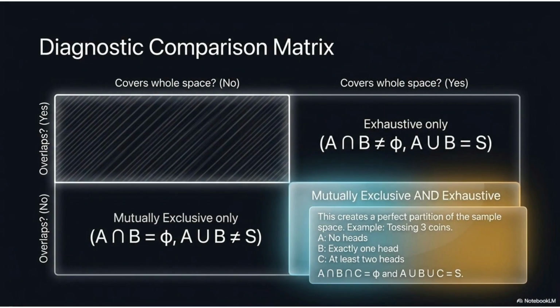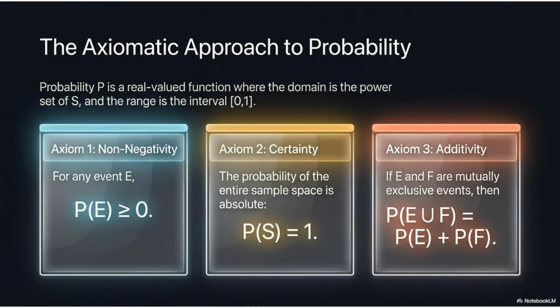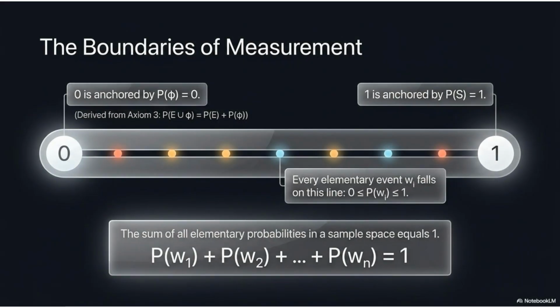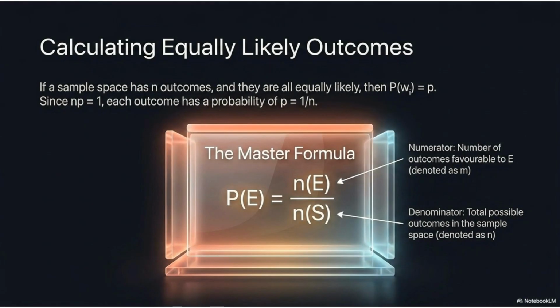This matrix helps us compare these concepts, highlighting how events can be mutually exclusive, exhaustive, or both, which creates a perfect partition. The axiomatic approach to probability relies on 3 foundations: non-negativity, the certainty of the total sample space, and additivity for mutually exclusive events. These axioms anchor probability between 0 and 1, establishing that the sum of all elementary probabilities in a sample space must equal 1. For equally likely outcomes, we use this master formula.